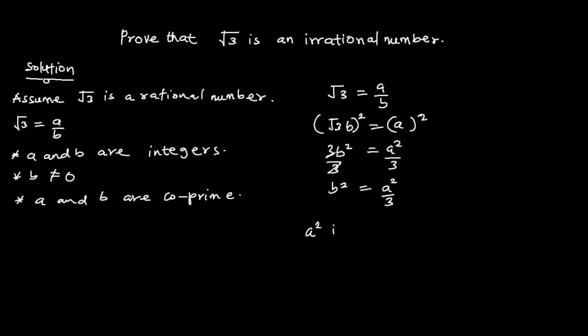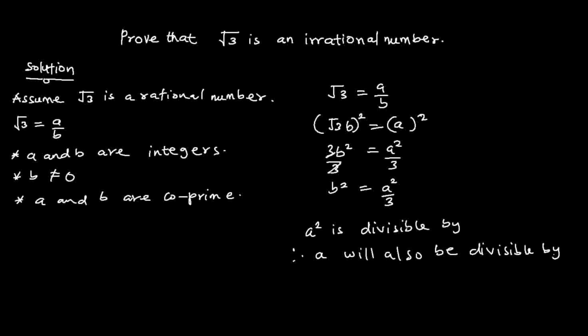So we see that a squared is divisible by 3. And if a squared is divisible by 3, then a will also be divisible by 3. So therefore a will also be divisible by 3. Let's look at why I'm saying this.